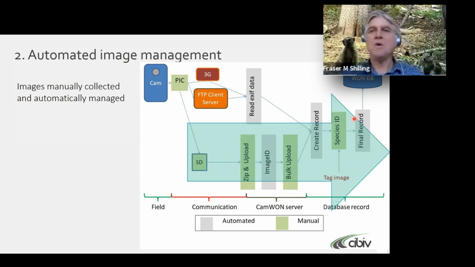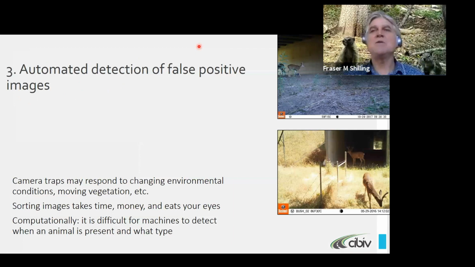One of the most important and difficult steps in the process is to find the false positives. Those are the images where you have moving vegetation or car positive, where there's no animal present in the picture. Sorting through all of those and finding out which ones are the false positives and which ones just contain the animals obviously can take a lot of time depending on what's in the field of view.